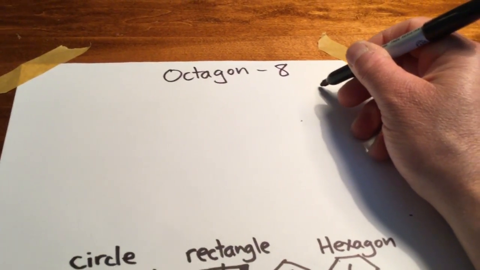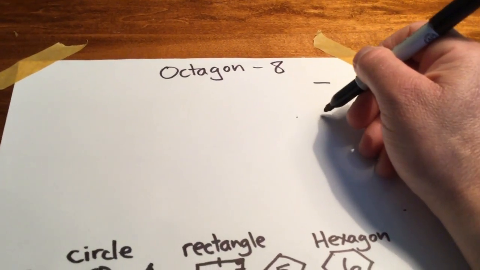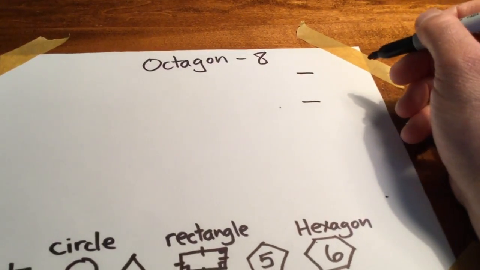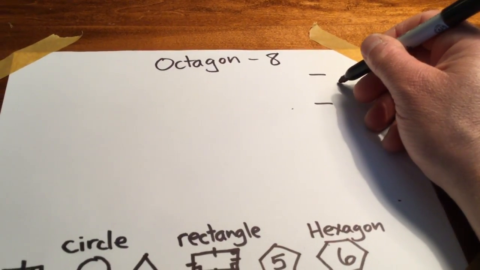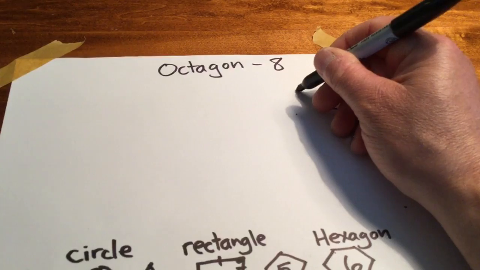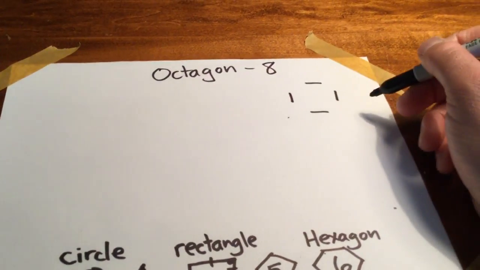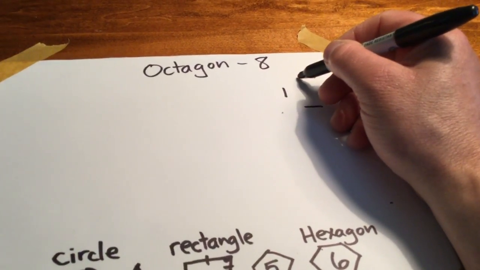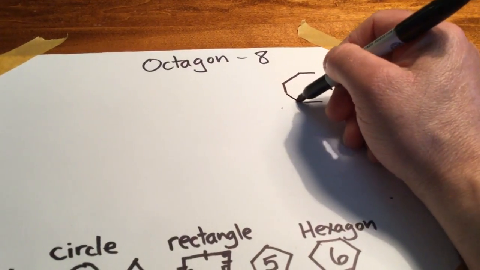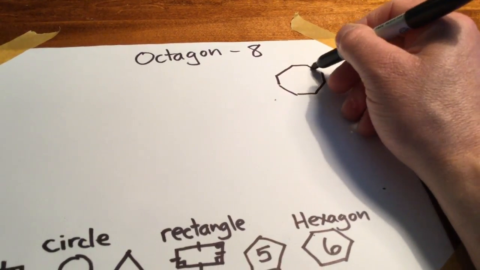So the way I like to do it is I like to do a little top, a little bottom, and then do a side and another side, but leave, you see the space I leave here? That's the way I find best to draw an octagon, and then you just join them all up, okay?